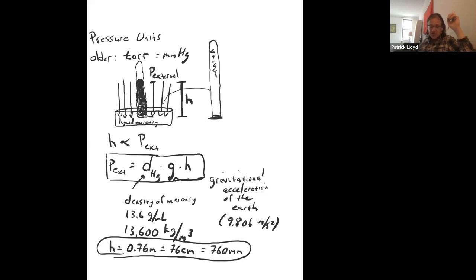So what that does is it allows you to calculate the external pressure, right? We have all the values, we have the density. So let's do it in the MKS system. So the pressure would be 13,600 kilograms per meter cubed, mass per volume, times 9.806 meters per second squared, and then your height is 0.76 meters.